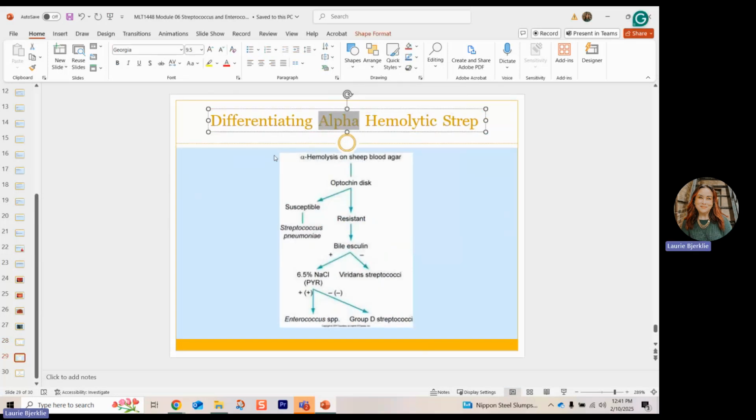If you want to differentiate alpha hemolytic streps, again, it's gram-positive cocci, catalase negative.